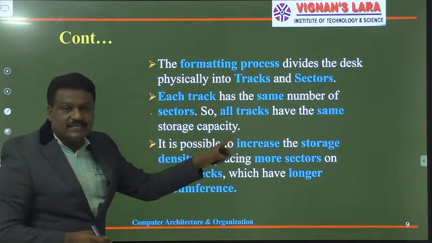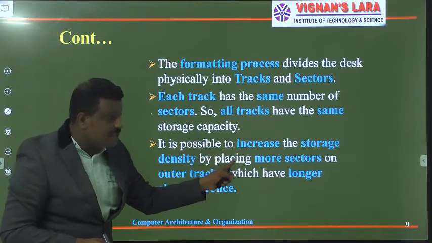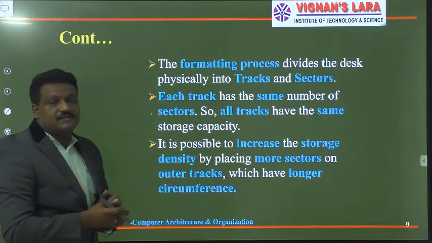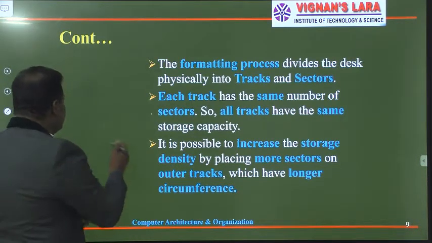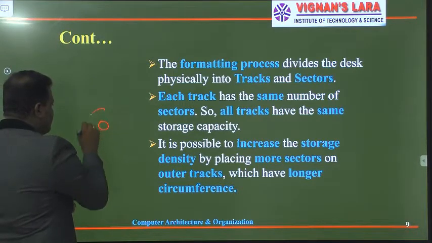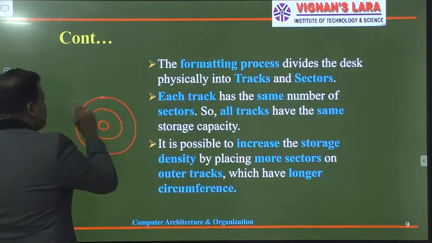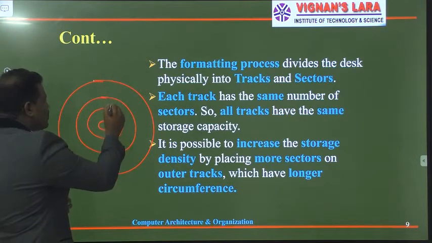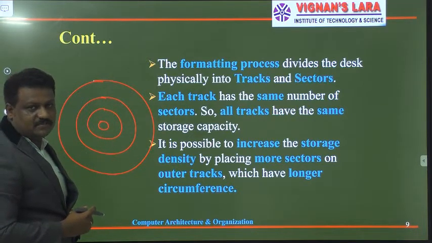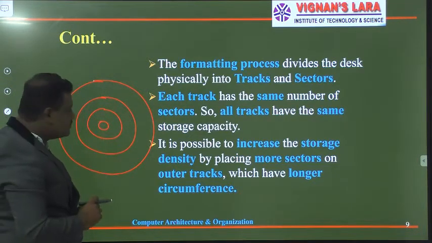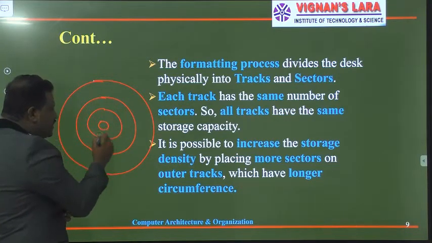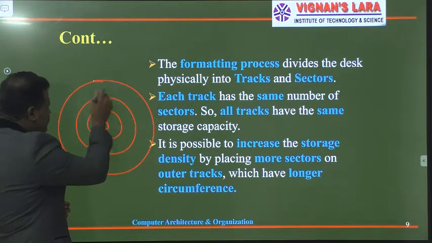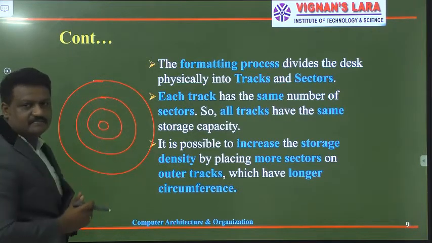So it is possible to increase the storage density by placing more sectors on outer tracks which have longer circumference. What is the meaning of this? See here, friends. This is my disk. Let us imagine this is track 1, track 2 and track 3. There are 3 tracks. So what we are saying in the first point is the amount of information I can store in this track is equal to the information I can store in this track is equal to the information I can store in this track.